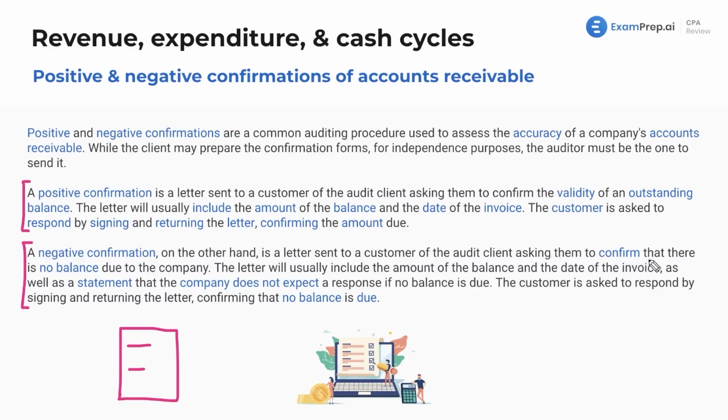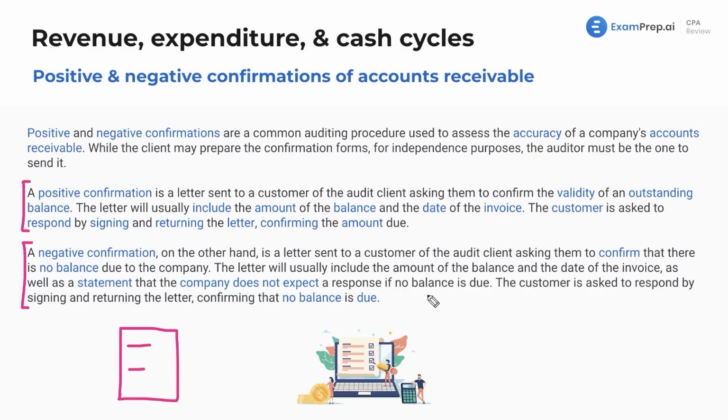This is asking them, like I said, to confirm that there's no balance due. The letter will usually include the amount of the balance and the date of the invoice, as well as a statement that the company does not expect a response if no balance is due. So you're not going to hear from them. And if you don't hear from them, you assume that everything's fine. Now, a customer should write back if there's an issue. But maybe there is an issue and the customer just doesn't write back because they ignore you. It's just too much work.